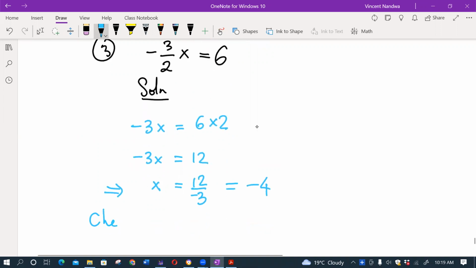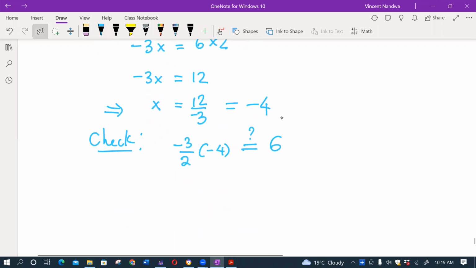And we can check this by saying minus 3 over 2 times, if we replace x by what we are claiming to be the solution, minus 4, does it give us 6? Minus 3 times minus 4 is 12. So this equals 12 over 2. And clearly 12 divided by 2 is 6. So indeed it's true that 6 equals 6. So therefore, x equals minus 4 is a solution to that equation.